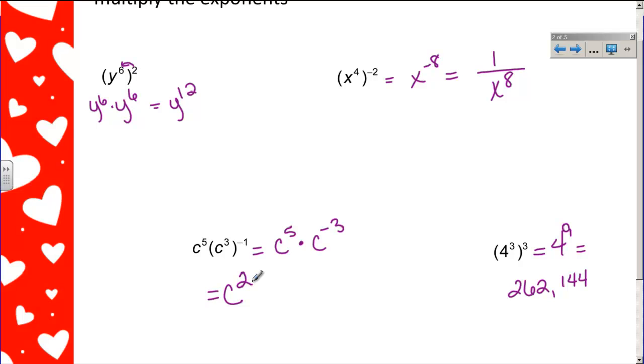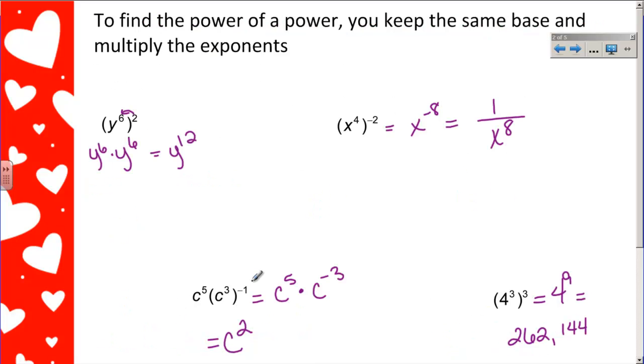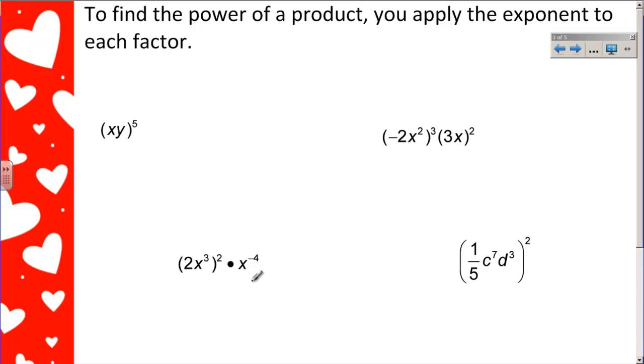Okay, so powers with the same base, add the exponents. A power taken to another power, so I have an exponent to an exponent, multiply the exponents. So rule number 3. To find the power of a product, so now I'm taking the power of something that's multiplied together, I have to apply the exponent to each factor. That means each part of my multiplication problem.